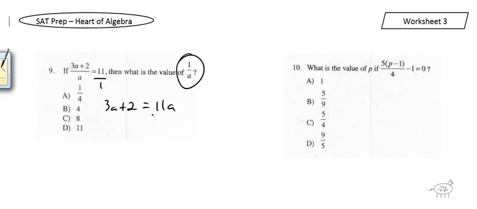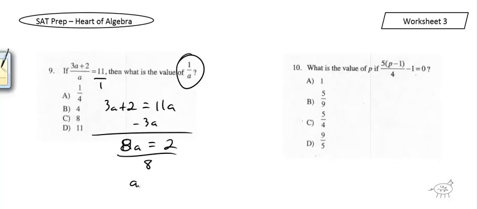And then I could move the 2 over and then the 11 on the other side, but why not just move the 3A over? And again, you see me writing minus 3A both times. I'm showing you the work, but if I would actually be doing this, I would just write minus 3A in the middle, or just look at it and subtract 3A. Okay, save a little bit of time. So I end up getting 8A equals 2, and then divide by 8. So A is equal to 2/8, which is 1/4.